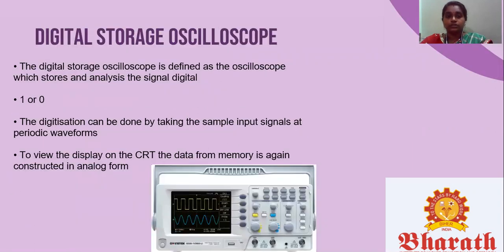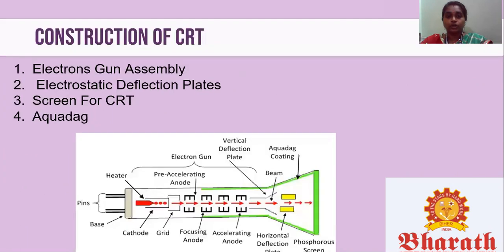Now coming to the construction and working of the CRT. The CRT consists of the electron gun assembly, electrostatic deflection plate, screen for the CRT, and aquadag. The electron gun assembly, deflection plate assembly, fluorescent screen, glass envelope, and base are the important parts of the CRT. The electron gun is the source of the electron beam. The electron gun has a heater, cathode, grid, pre-accelerating anode, focusing anode, and accelerating anode.